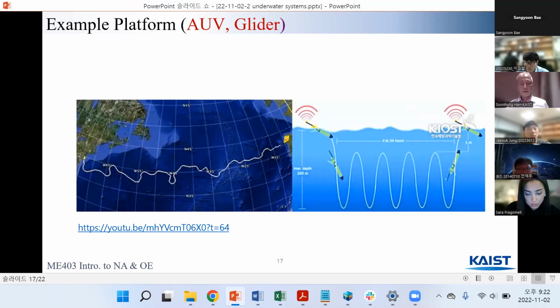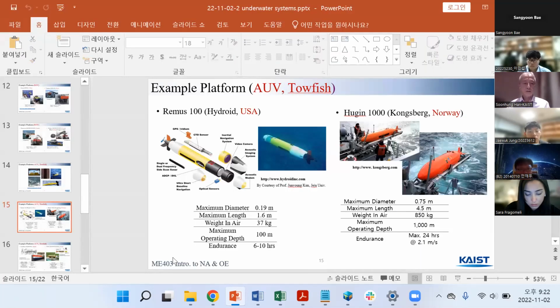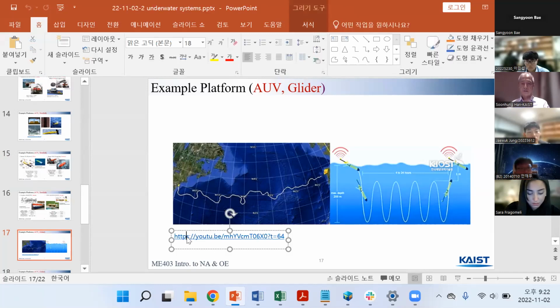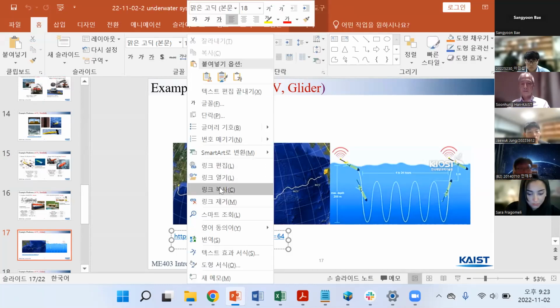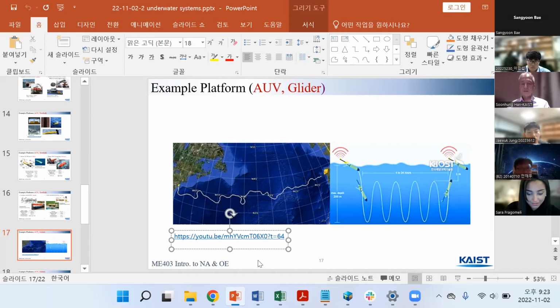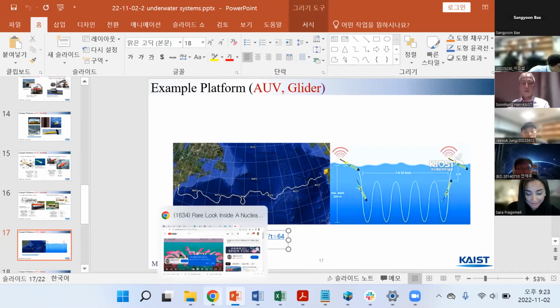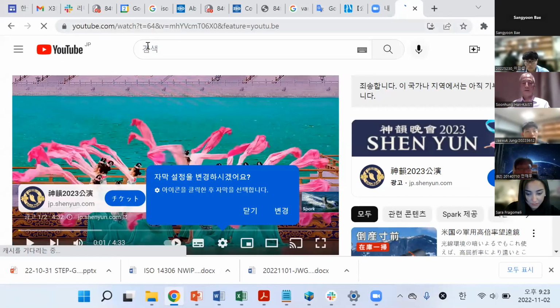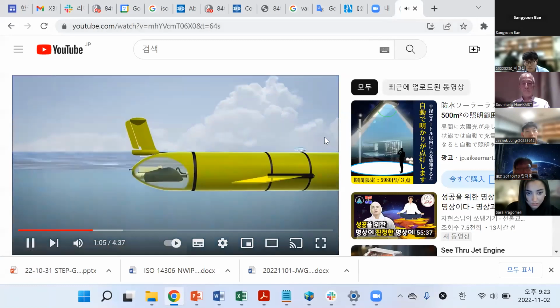Right. So here is another video. It is about a glider system. You see from the map that the glider is moving across the big ocean. It looks like the Atlantic Ocean. Okay, so we should go. Navigation and flotation mechanisms have been checked.